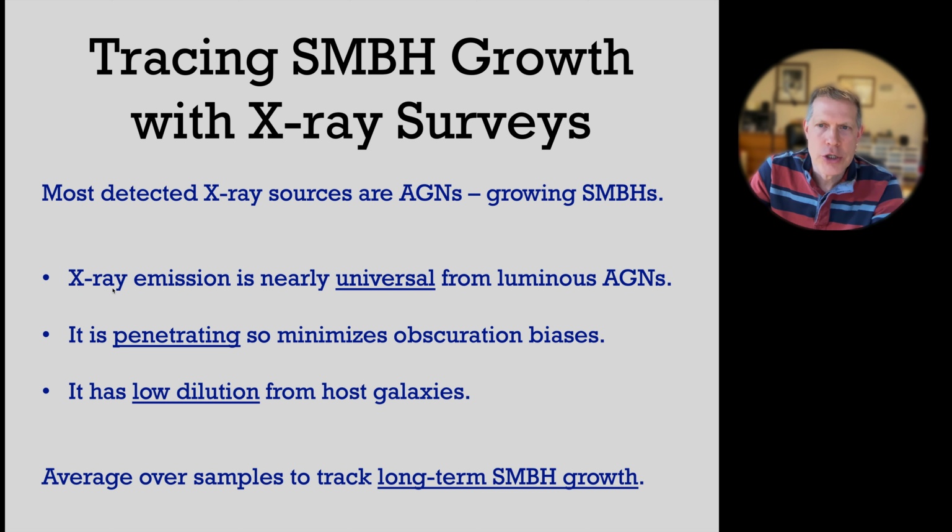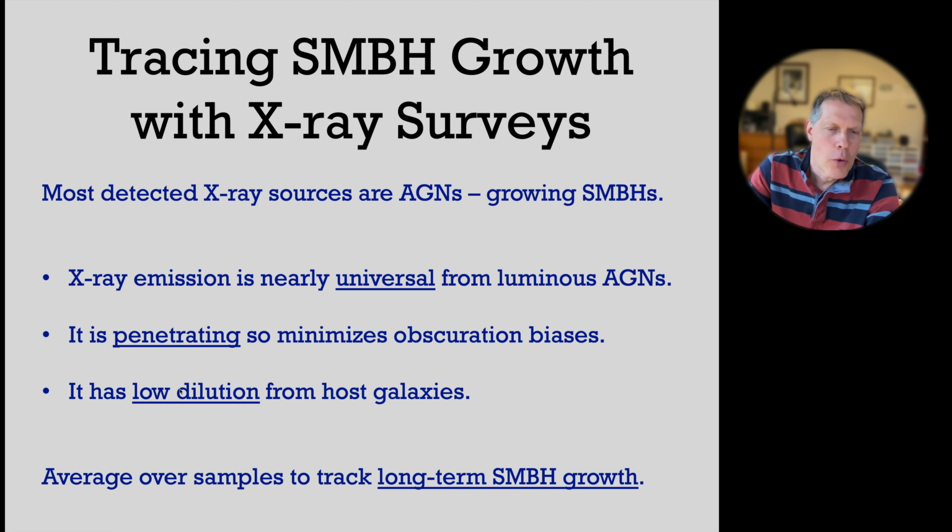The X-ray emission is nearly universal from luminous AGNs, so we don't have to worry about missing some significant fraction of the population. It's also quite penetrating, especially as you go to high redshifts, and so that minimizes obscuration biases. And then finally, the X-ray emission has low dilution from host galaxy starlight.